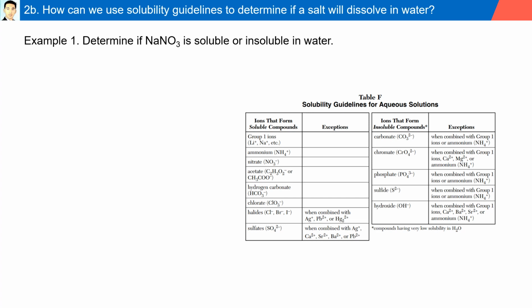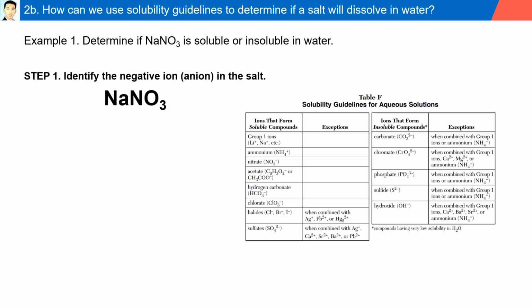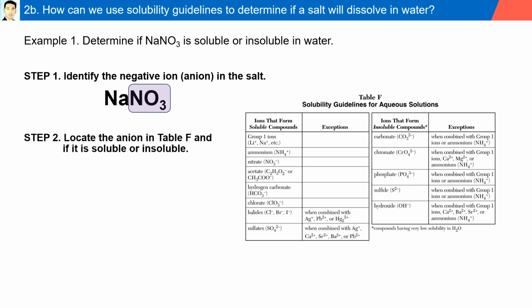How can we use solubility guidelines to determine if a salt will dissolve in water? Example 1. Determine if NaNO3, sodium nitrate, is soluble or insoluble in water. First step is to identify the negative ion in the salt. Here it is NO3. Next, we will locate the anion in Reference Table F and identify if it is soluble or insoluble. Here we recognize that it is soluble.